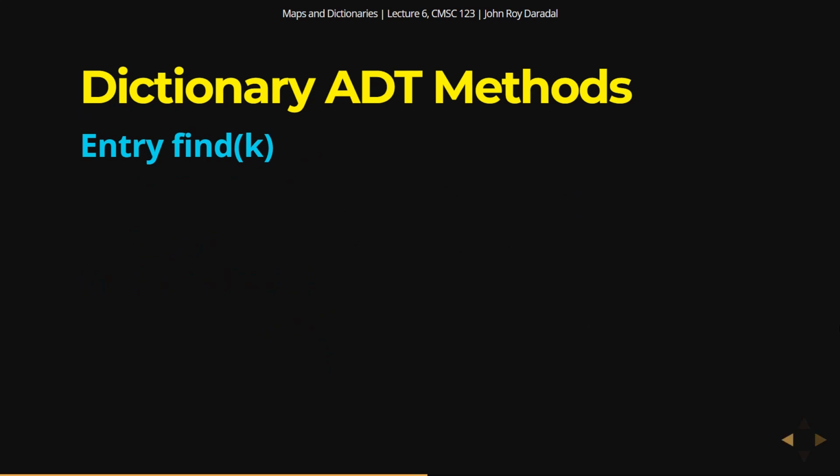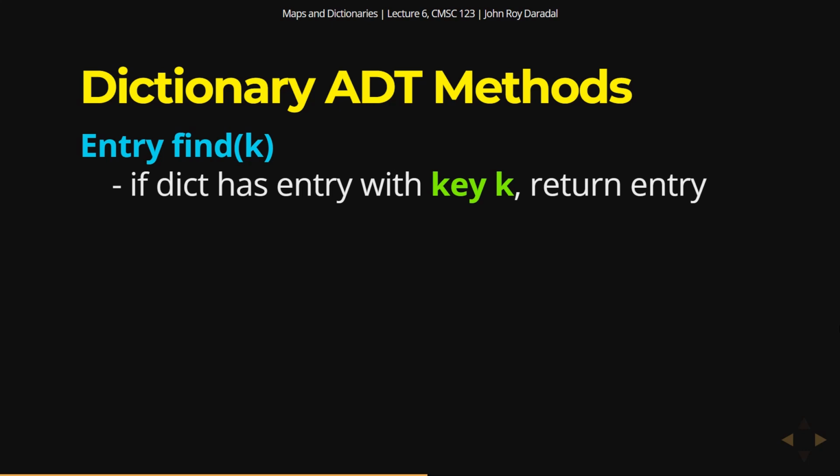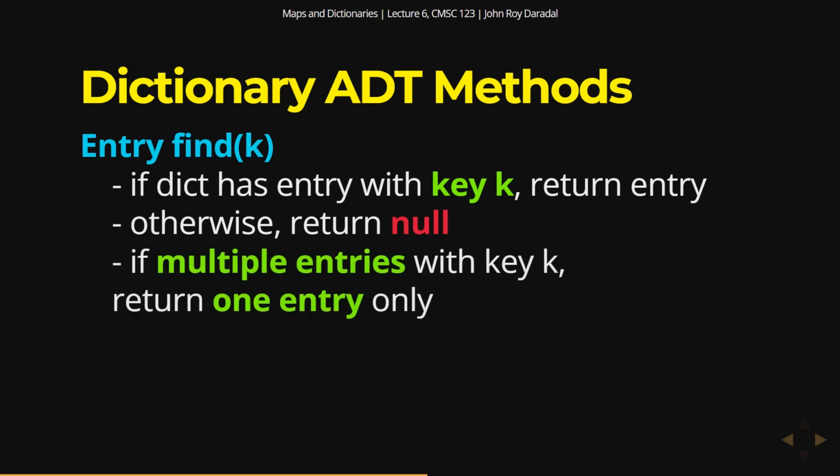And the next, you have the search method, which is called find. So find k, so you pass in a key. So if the dictionary has an entry with the key k, then you return that entry. Okay, otherwise you don't return anything because the key does not exist. However, it's a little trickier in the dictionary because there could be multiple entries with this key k that you passed in. Okay, so if there are multiple entries with key k, then you return one entry only.